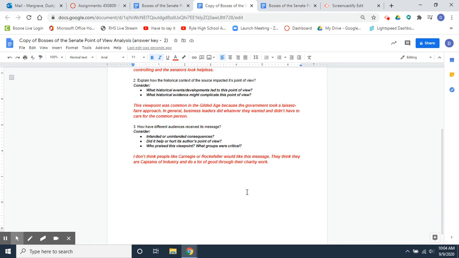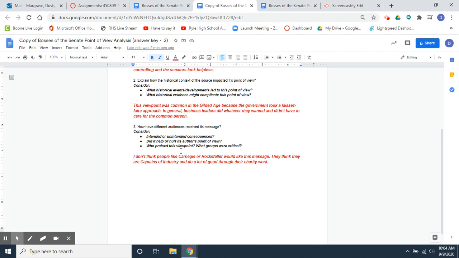And then number 3, how have different audiences received its message? I don't think that people like Carnegie or Rockefeller would like this message. I agree. That's a correct answer. They think they are captains of industry and they do a lot of good through their charity work. Again, that's pretty good. That actually might have been better up here because that's kind of the type of evidence that would complicate the point of view.